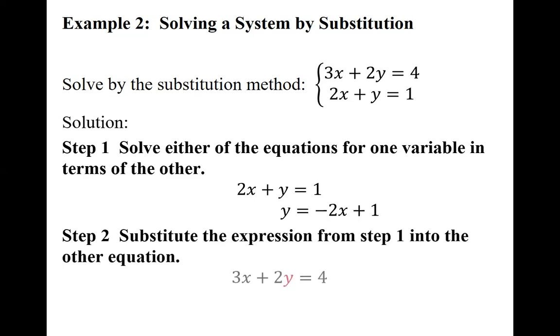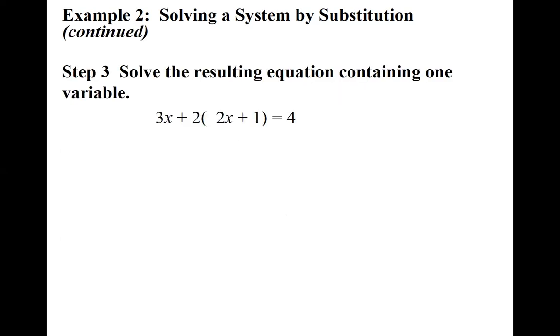3x plus 2y equals 4. But y is negative 2x plus 1. So now we have an equation that is all x. Let's solve for x. Distribute the 2. 2 times negative 2x is negative 4x. 2 times 1 is 2. And then 3x minus 4x gives us negative x. Negative x plus 2 equals 4.